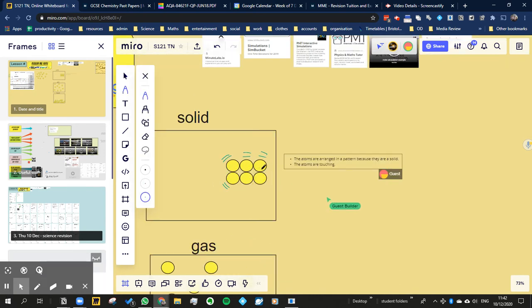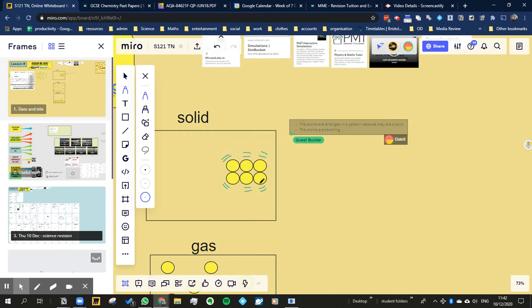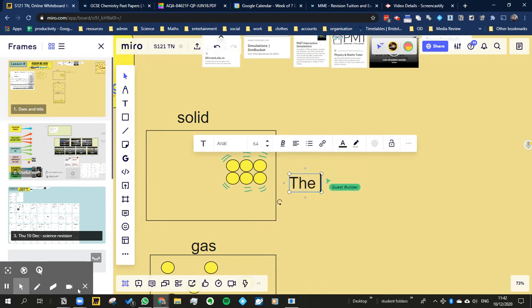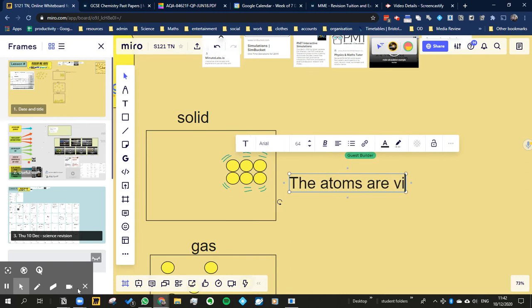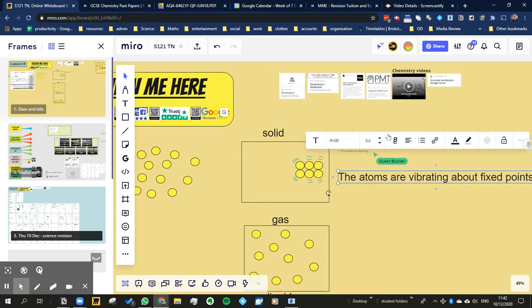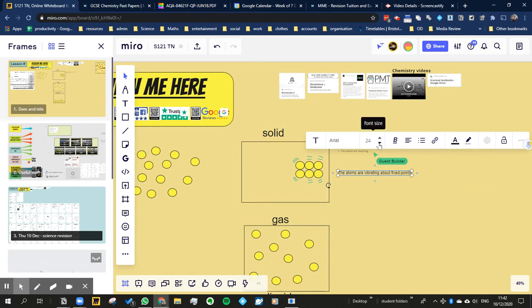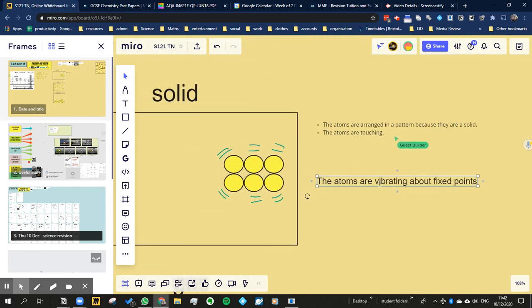Okay. So the atoms are in a pattern because they're touching, but also we need to talk about how they're behaving. And what they're doing is vibrating about fixed points. Okay, so I'm going to just write that down. The atoms are vibrating about fixed points. I'll explain what that means in a moment. Let me just make the text a bit, not bigger, smaller. The atoms are vibrating around fixed points.